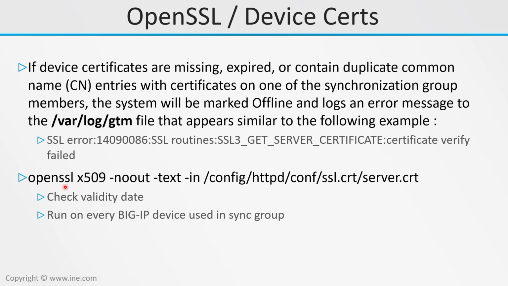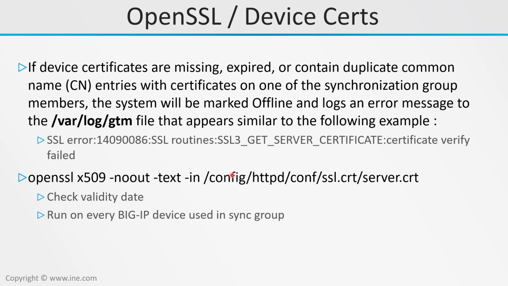One of the things you can do from the command line is use OpenSSL with the x509 format to check the validity of the server.crt. This is the local device's certificate. So you can check the validity date on that certificate and then run this on all BIG-IP devices that participate in that sync group.